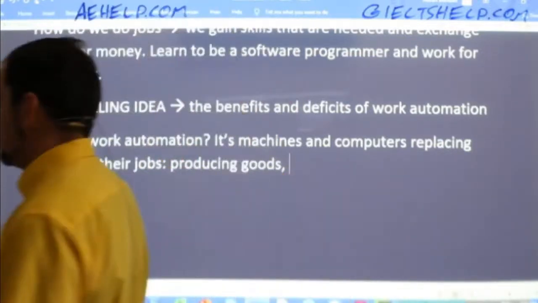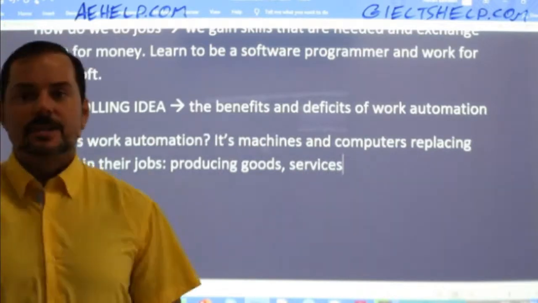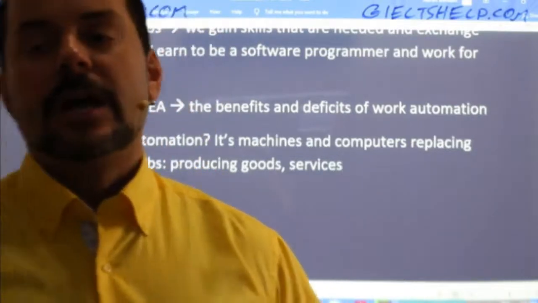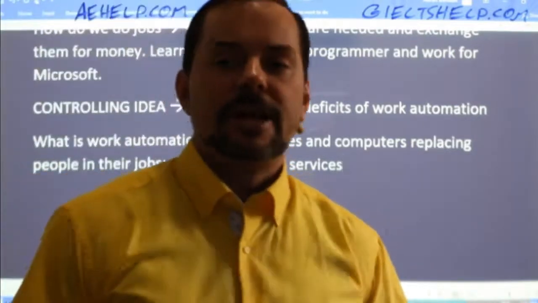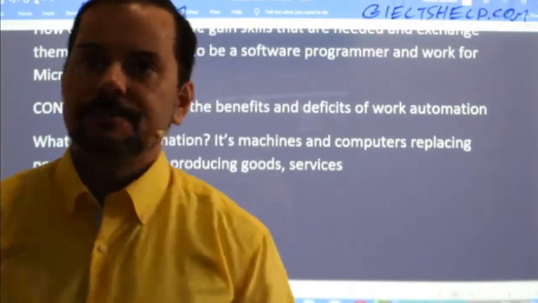Okay, good. So what you're thinking of here, students, is services. So computers are not only replacing production jobs, but also service jobs, right? That's what's interesting. So computers, machines are replacing humans at both the service level and at the production level, which is very interesting. Okay, good.